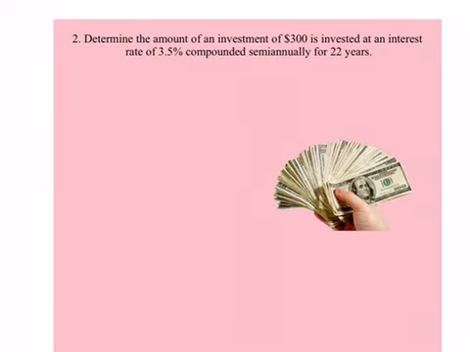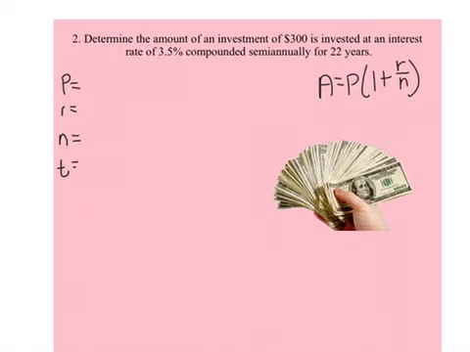So let's go ahead and look at number 2 now here. We need to determine the amount of an investment of $300 invested at an interest rate of 3.5% compounded semi-annually for 22 years. So again, we're going to find the things we need. We need a P value, an R value, an N, and a T before we can plug it into our equation of A equals P times 1 plus R over N, all to the N times T power. So P again is my principal, my starting amount. Well, I'm starting with $300 this time.